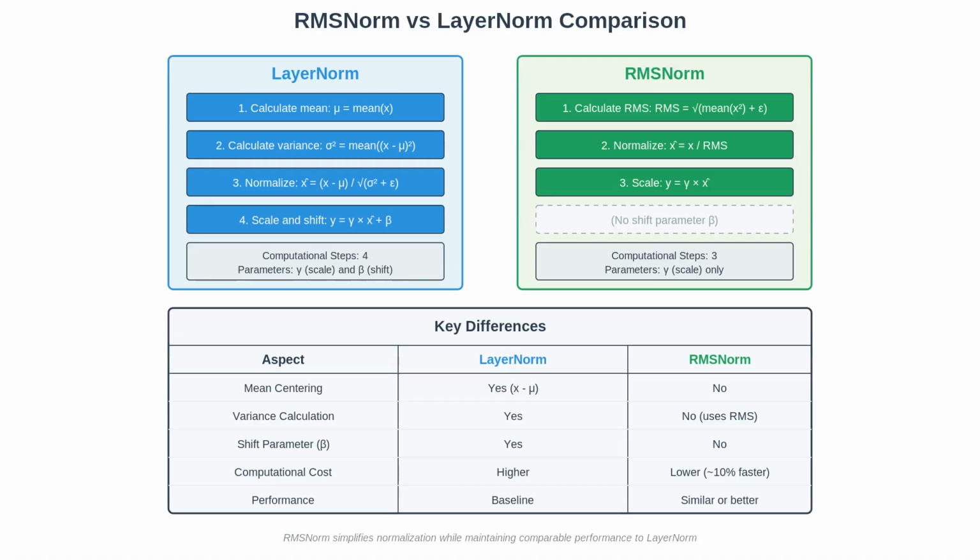Now let's look at a direct comparison between RMSNorm and LayerNorm. This visualization clearly shows the mathematical differences between the two approaches. LayerNorm computes both mean and variance, then normalizes by subtracting the mean and dividing by the standard deviation. In contrast, RMSNorm only computes the root mean square of the values and normalizes by dividing by this RMS value. This simpler approach means fewer operations, less memory usage, and faster computation, especially at scale. The diagram illustrates how RMSNorm achieves similar normalization effects with a more streamlined computation path.